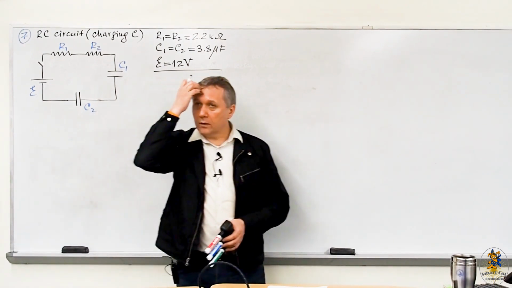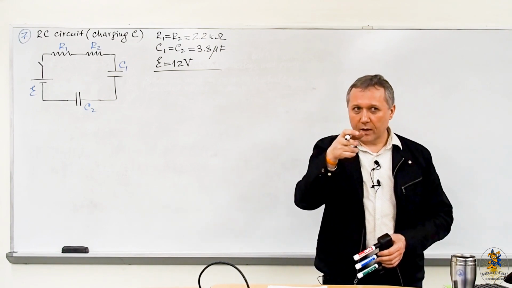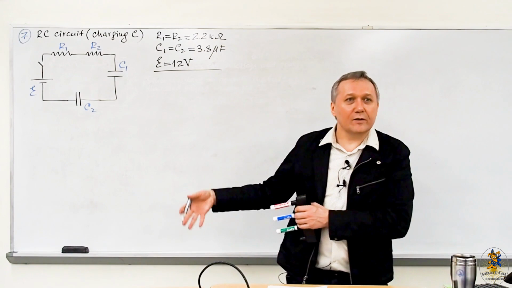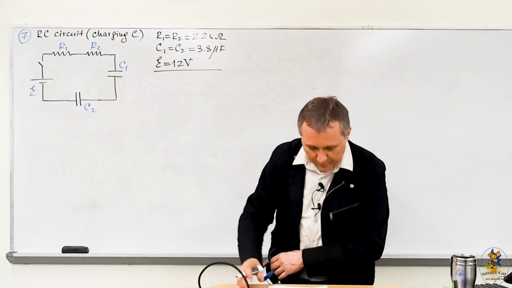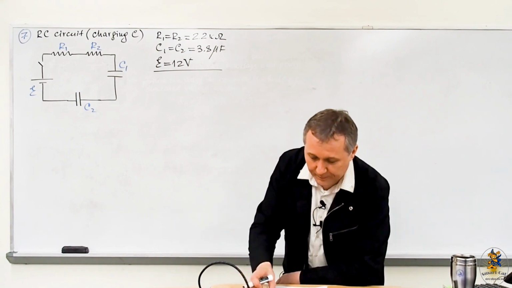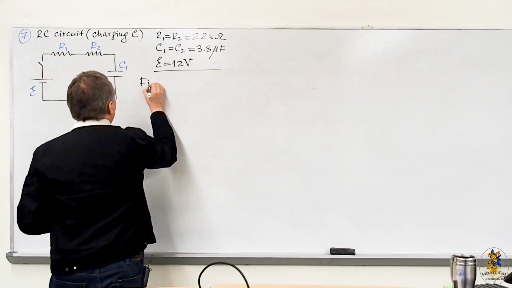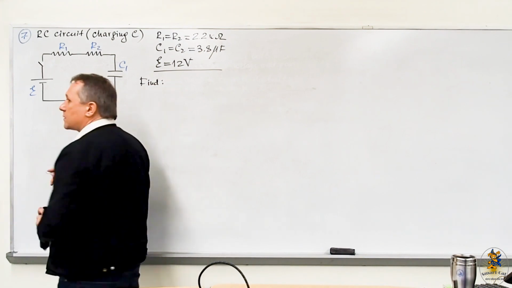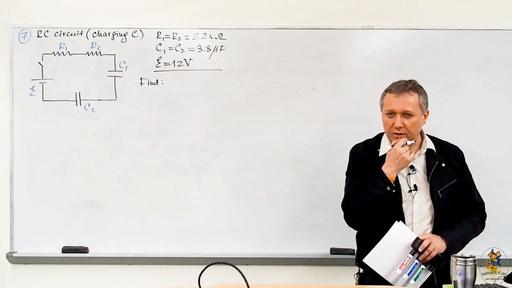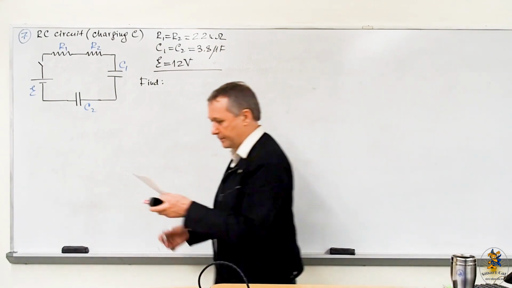We need to find the moment of time when the current is going to reach a certain value, right? And that is 1.5 milliamps. So let me write it down. It's somewhat similar to the problem which we discussed in the recitation class, but I increased the complexity of the system slightly.